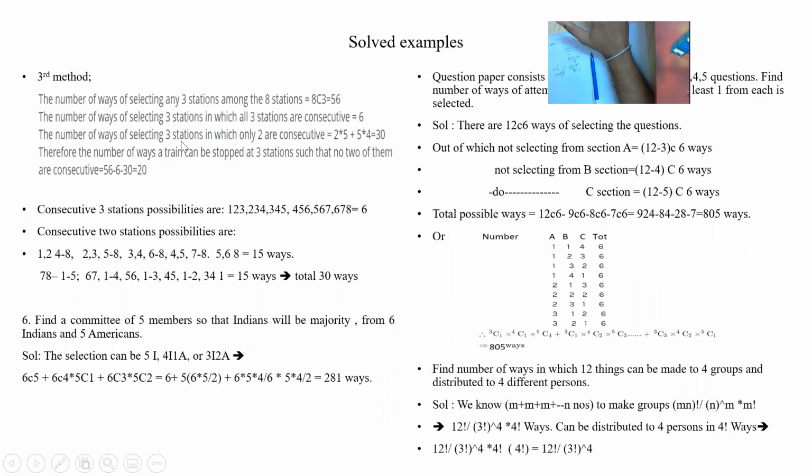So the number of ways of selecting 3 stations in which 2 are consecutive. 2 are consecutive means, suppose 1, 2.